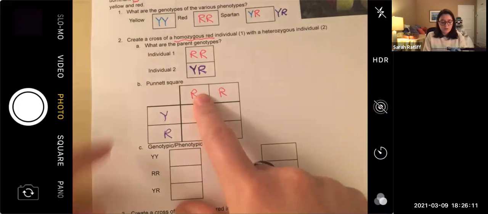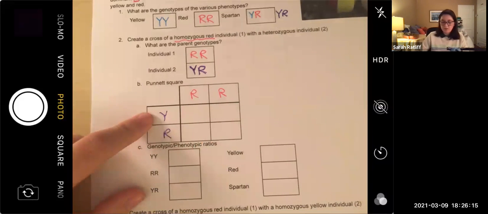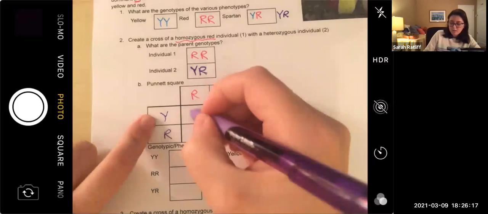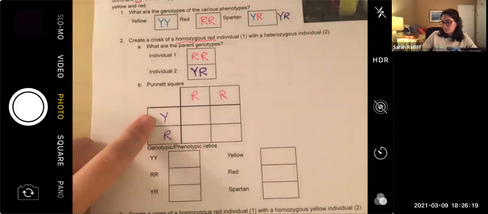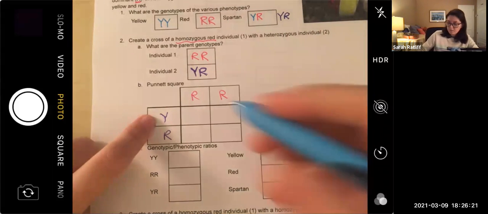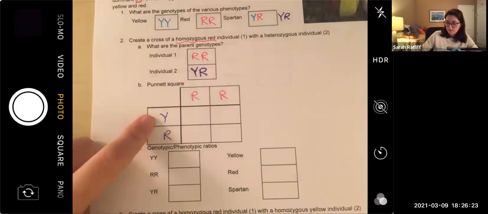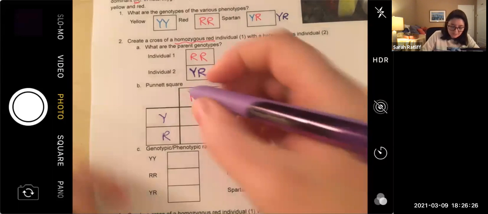Okie dokie. So we're going to get an R from 1 and a Y from 2. So that would be our purple color here. Actually, let's just stick with Y and R. Sorry, technical difficulties here.